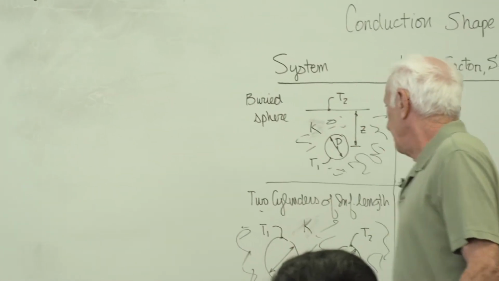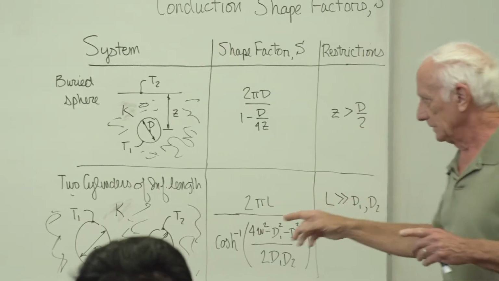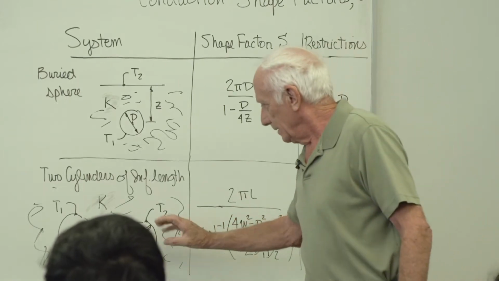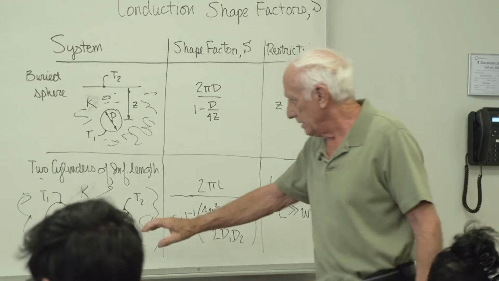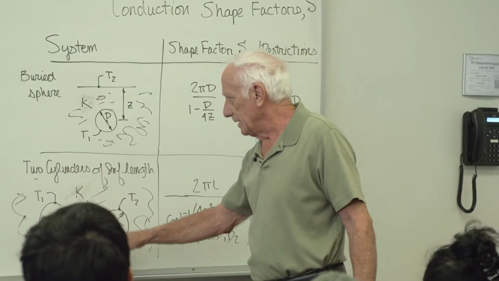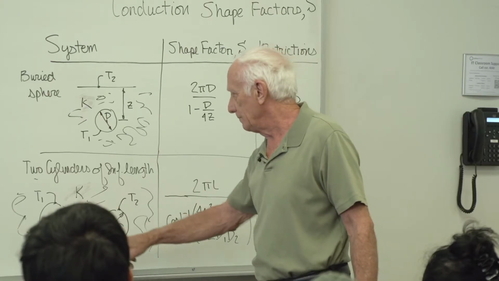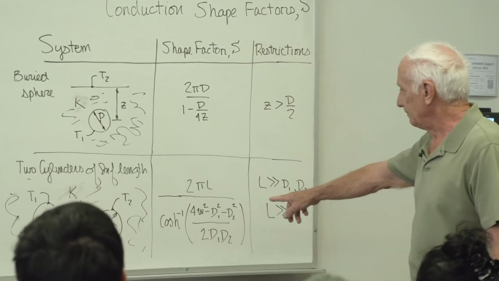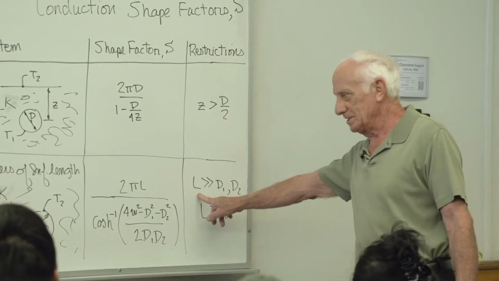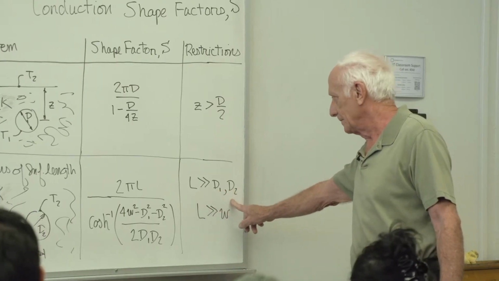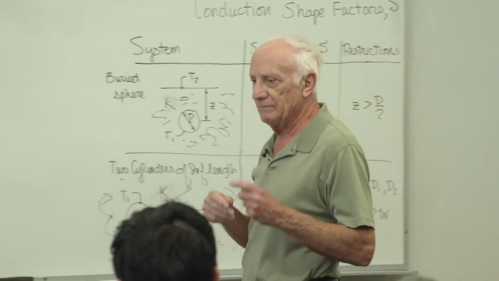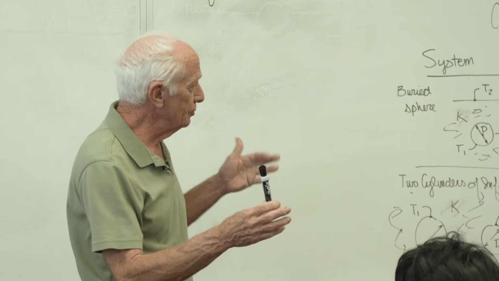There's another one given there: 2 cylinders of infinite length. D1 comes out of the blackboard, a cylinder, typically pipes or tubes. D2, a cylinder, comes out of the blackboard. Different temperatures, T1 and T2. Center lines separated by a distance W. The conductivity of the material between the two is K. Here's the shape factor S. You can only use this for very long cylinders. The length must be much, much greater than D1 or D2, and much, much greater than W, the spacing of the 2 cylinders. So they give you some restrictions to use, and we'll use those in an example in just a minute.